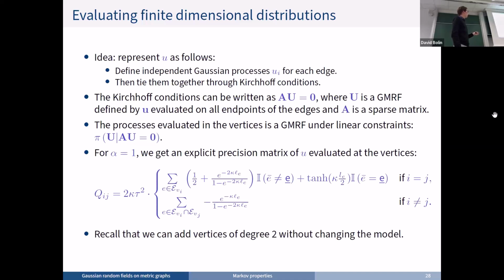And also, because now we can add vertices or remove vertices of degree 2, this fact that you can evaluate the distribution of the process at the vertices, combined with the fact that you can add vertices where you have observation locations, means that you can evaluate the likelihood of the model. So this is basically what is implemented in this package.